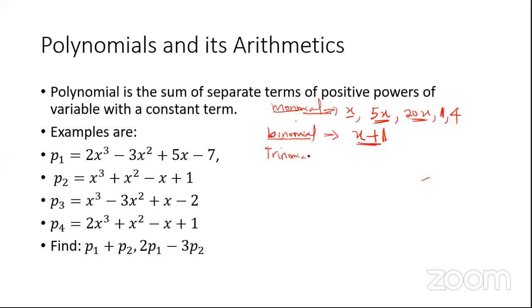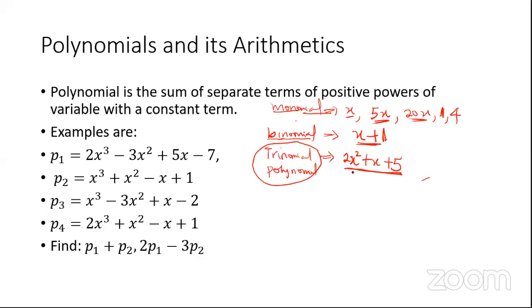Trinomial means 3 numbers. An example of a trinomial is our quadratic equation. It is from trinomials onwards that we have what we call polynomial. Polynomials start from tri. So we can have 2x squared plus x plus 5. This is a trinomial or polynomial. So that is what we mean by polynomial. So I said these are examples. You start from here. Those are examples of polynomials.